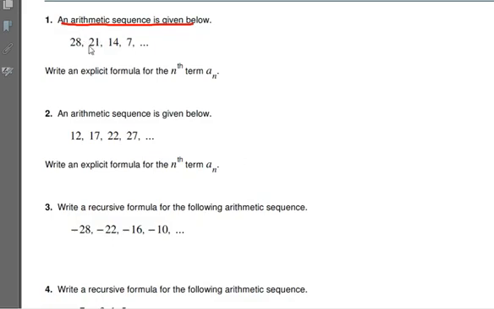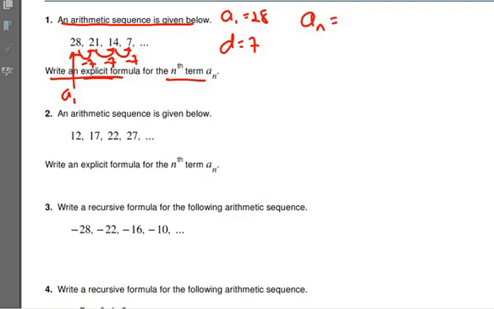Here we've got an arithmetic sequence given: 28, 21, 14, 7. They are asking us to write an explicit formula for the nth term. Okay, so we're going to figure out what's going on here. This first term, we'll label that as a sub 1. Looking at what's going on, looks like we're going down 7, down 7, down 7. So definitely have a common difference there of 7. Negative 7 actually. Didn't write it here, but I did write it over here.